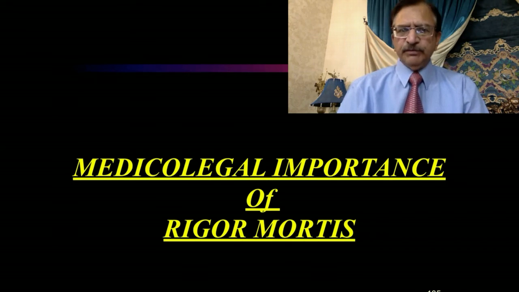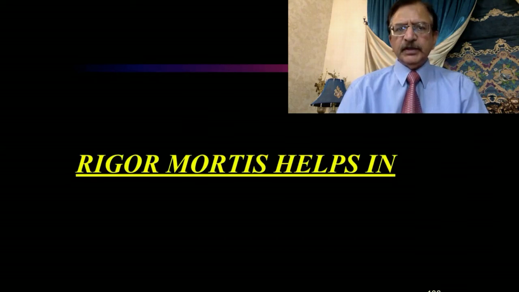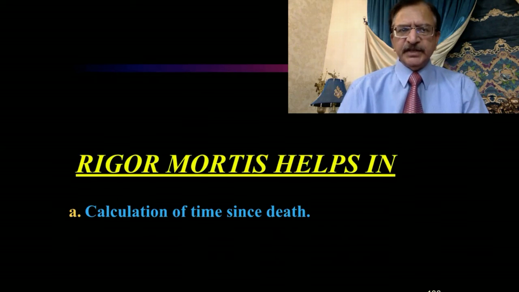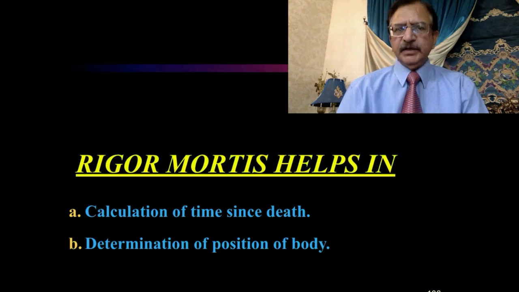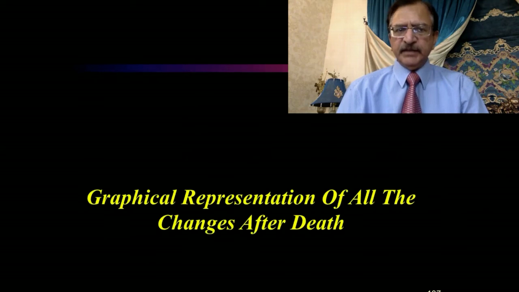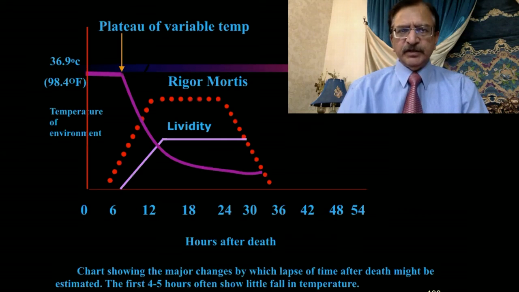And the medicolegal importance of rigor mortis. Rigor mortis helps us in calculating time since death. It helps us in determination of the position of the body at the time of death. Then the graphical representation of all the changes, that is postmortem staining, cooling of the body, and rigor mortis. You can see these three changes.